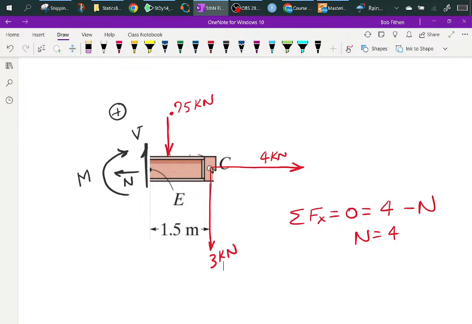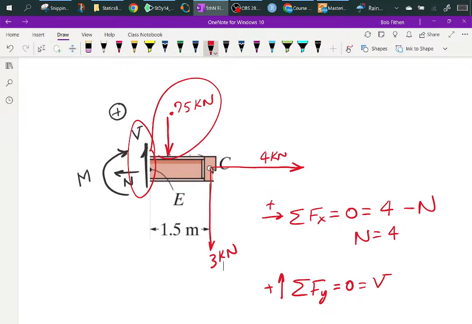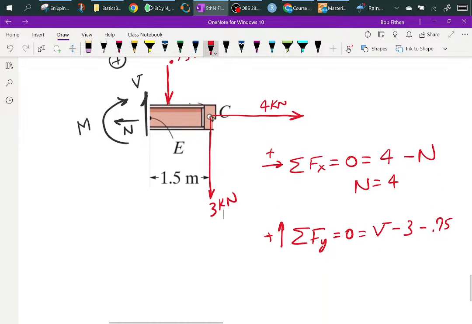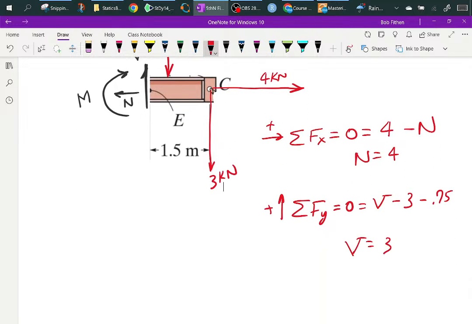Now I can try to erase that. That's cool because it's part of the picture. Sum of forces in the y. That's going to give me, oh, I should do that. Then I should do this. Forces in the y. So I get a V going up right here. I get that one going down, and I get this one going down. So I got both those going down, -3 and -0.75. And so then I get V is equal to 3.75.